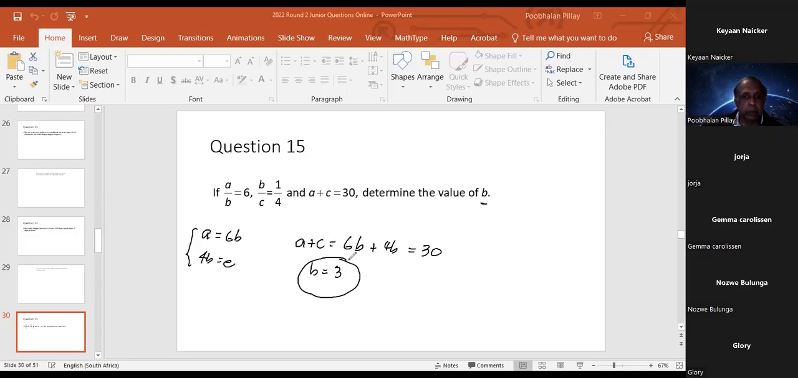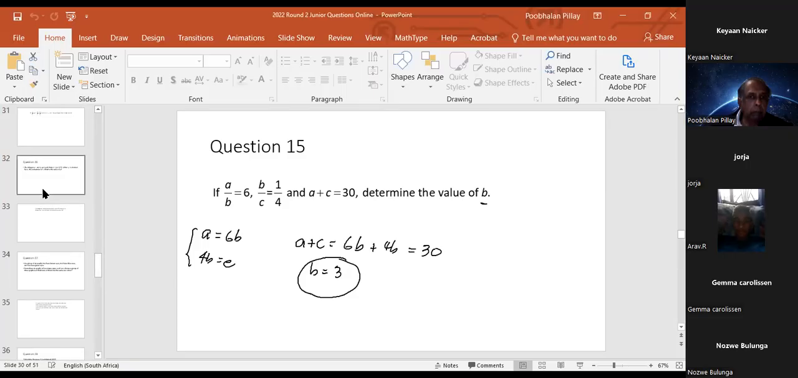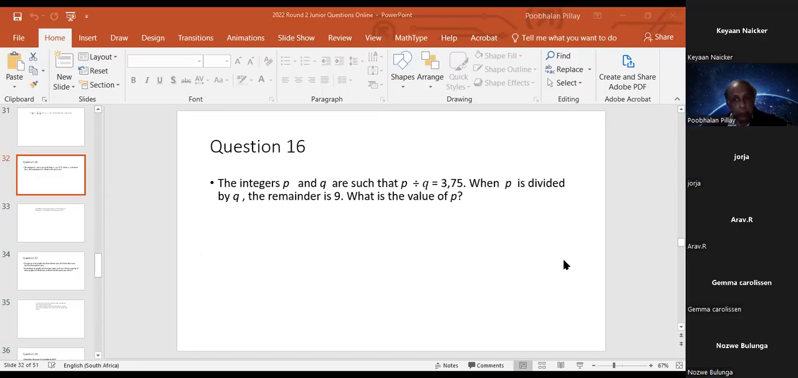All right, so the next problem is, we're going on to problem 16 now. Problem 16. What does problem 16 say? It says that the integers P and Q, all right, so these are integers. 1, 2, 3, 4. Actually, it could be negative as well.